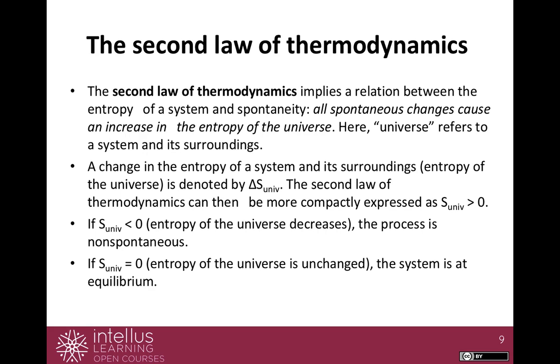So a change in the entropy of a system and its surroundings, or the entropy of the universe, is denoted as delta S univ. The second law of thermodynamics can be more compactly expressed as: the entropy of the universe is always increasing. If the entropy of the universe is less than zero, or decreases, then the process is non-spontaneous. If delta S univ is equal to zero, then the system is at equilibrium.